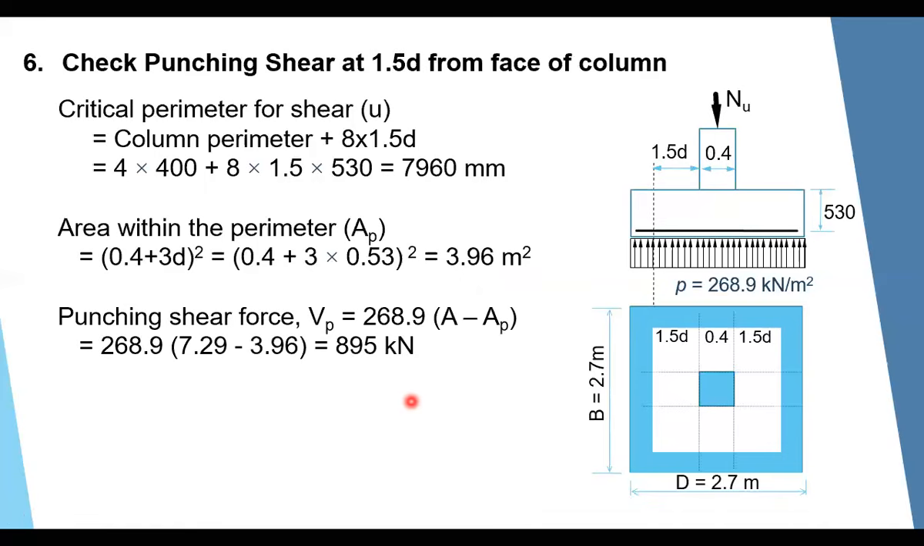How much will the punching shear force be? V punching equals the stress under the footing multiplied by this hatched area. This hatched area equals what? It equals the total area of the footing, 2.7 squared, minus AP, which we calculated here. So it will be the stress under the soil multiplied by the total area of the footing minus AP. We will substitute this by 7.29. AP we just calculated as 3.96, and it will give us 895 kilonewton. Again, put this area as meter square to have this as kilonewton, because the area here also is in meter square.